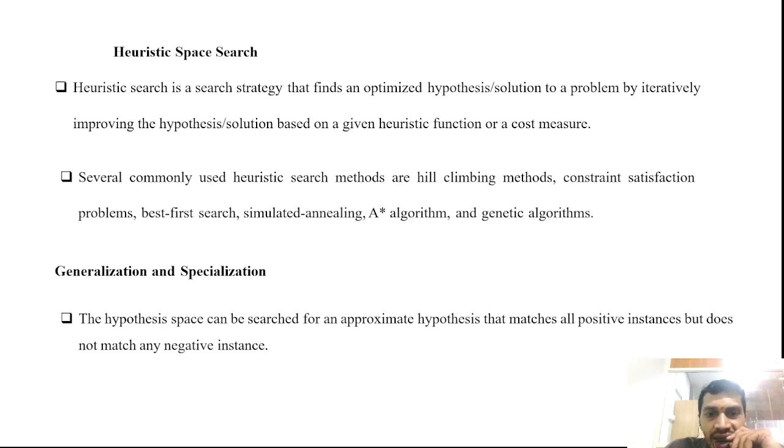In this we can segregate the search methods in different ways. One is generalization and one is specialization. So generalization is nothing but general to specific.